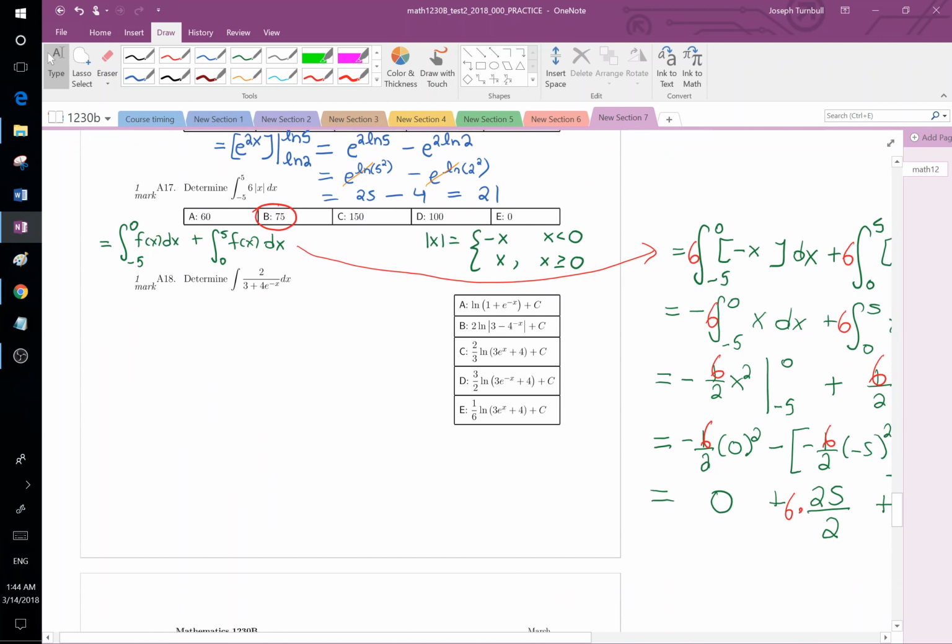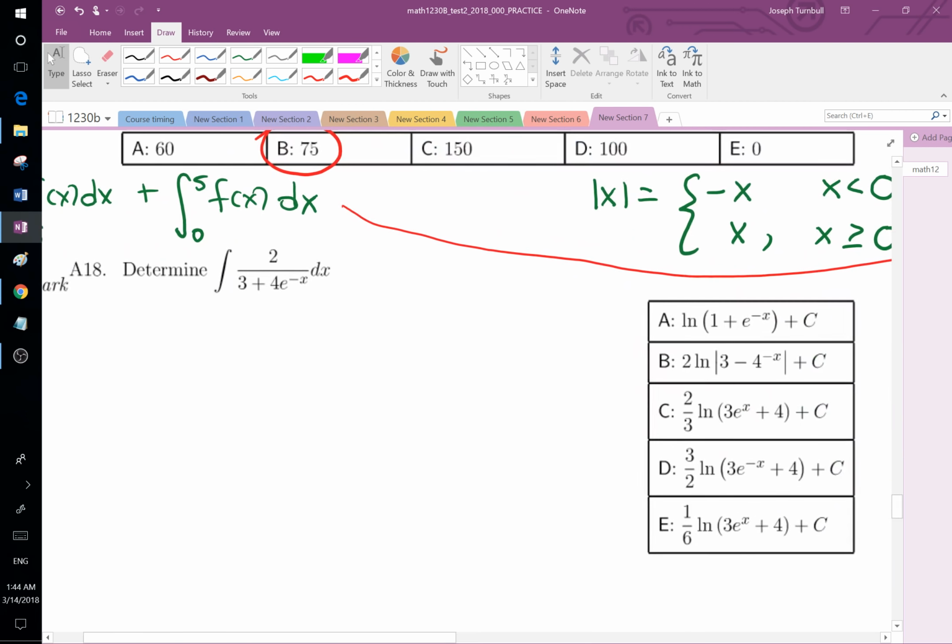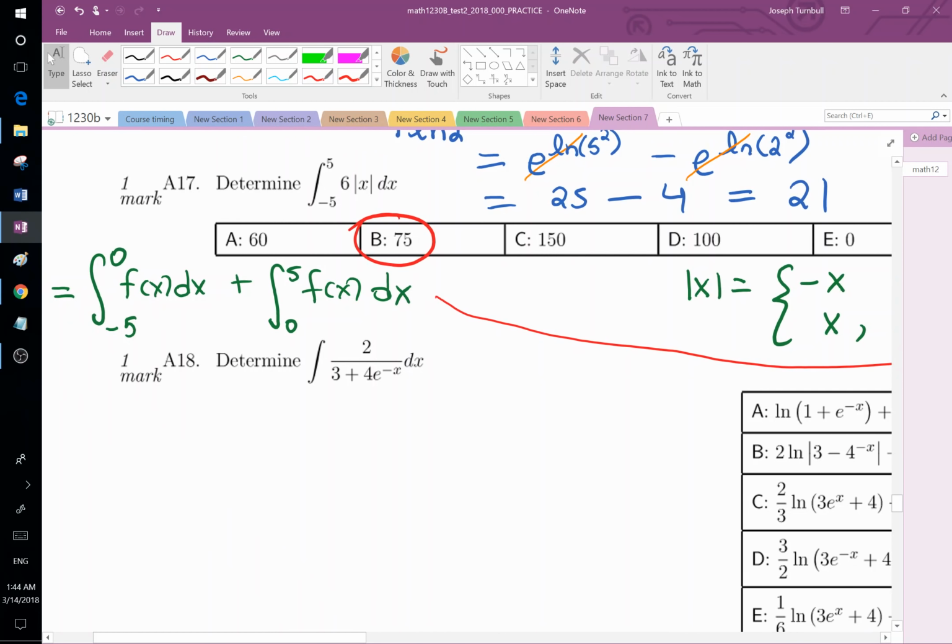Okay, next one, number 18. Determine integral of this function. So it's a type of problem that requires you to know a trick. And it's a trick that has been done in class. It's a trick that has been done on a quiz. So it's something you've seen several times already, and I think it's on one of those sheets as well. I think it's been everywhere. It's been on the handouts, it's been in class, it's been on the quiz, the practice test. Take a wild guess why.